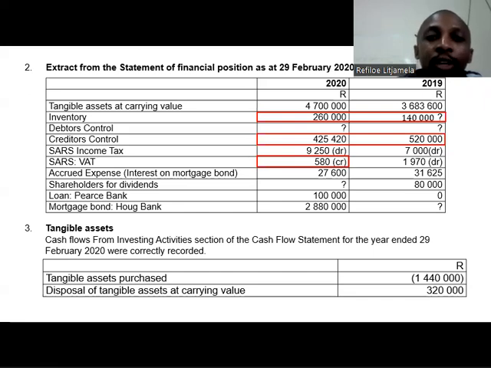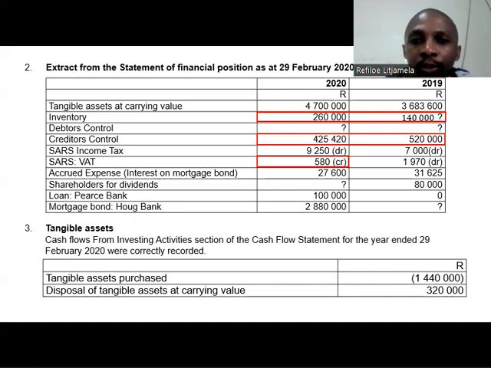The only SARS we exclude from trade and other payables will be sales income tax. That is the only one that we exclude from trade and other payables. That is because it is too material. It needs to be shown on the face of your cash flow statement or statement of cash flow. So for this year, I know that my trade and other payables will be that 425,420. You add it with that 580,000. For last year, it'll just be that 520,000.